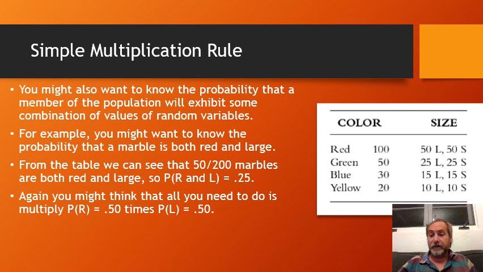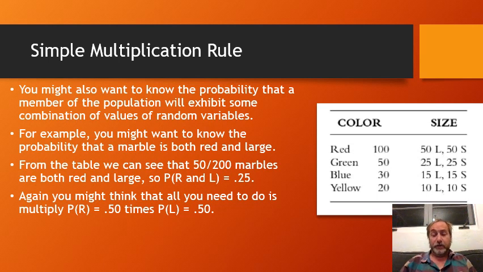Another operation you might want to do on these probabilities is to know the probability that a member of the population will exhibit some combination of values of random variables. You might want to know the probability that a marble is both red and large. Okay, well, let's look at the table. We can see that 50 of the 200 marbles are both red and large. It's right there on the top line. So the probability of red and large is 0.25, 50 out of 200. Divide that, that'll give you 0.25.